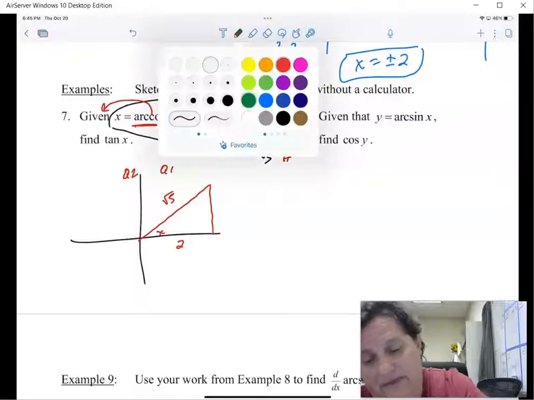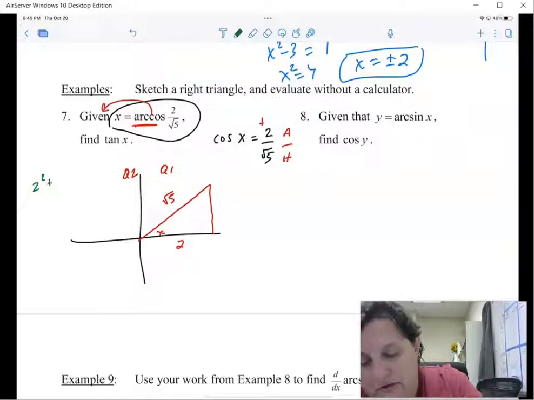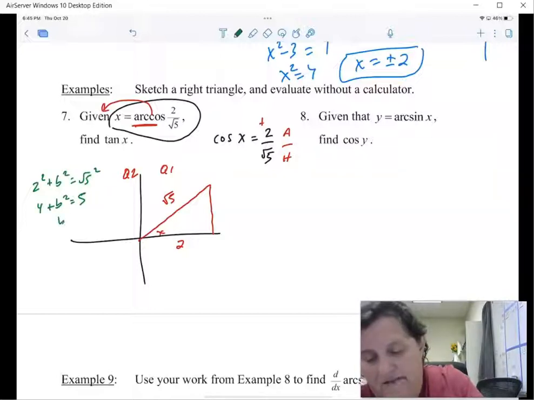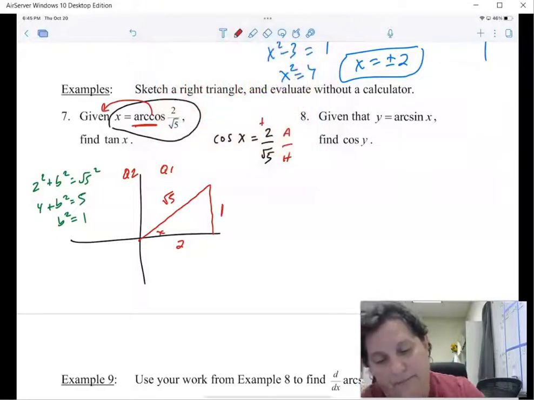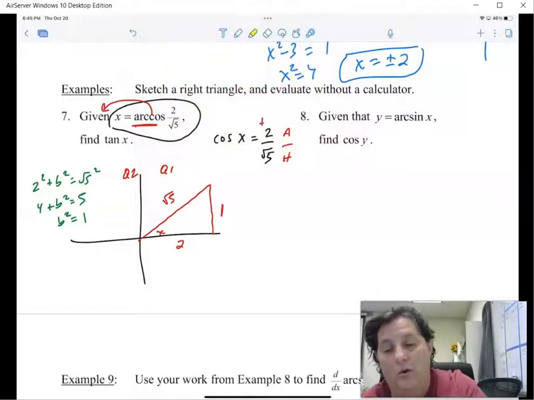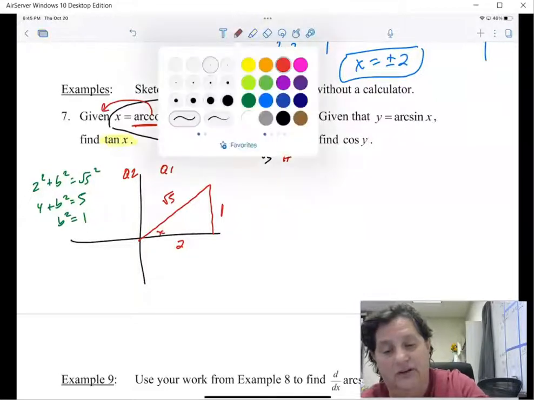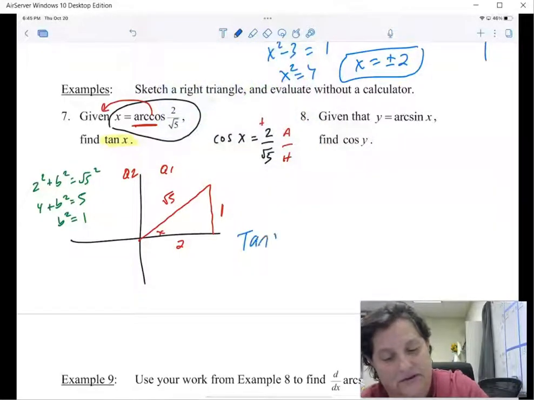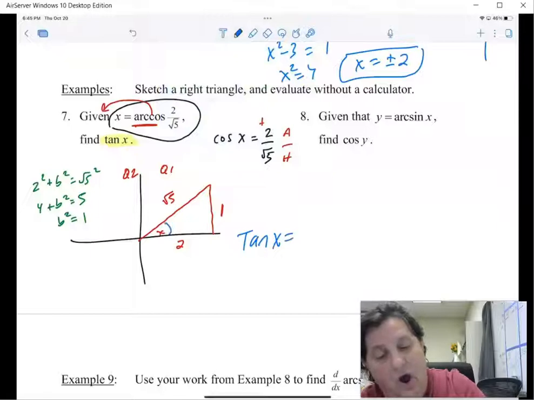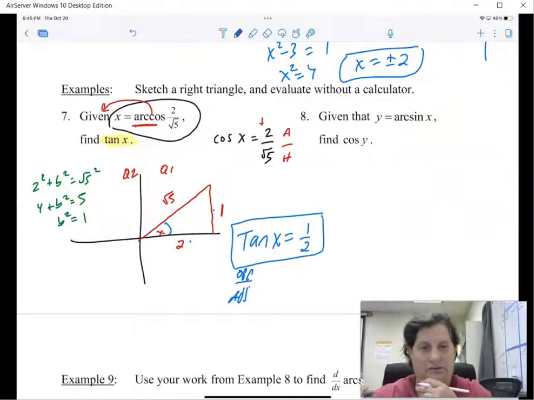If I do the Pythagorean theorem, 2 squared plus b squared is root 5 squared. 4 plus b squared is 5. B squared is 1. B is 1. Now, what's it asking me to find? Tangent of x. Tangent of x is opposite over adjacent. Opposite over adjacent is 1/2. Using some trick stuff.